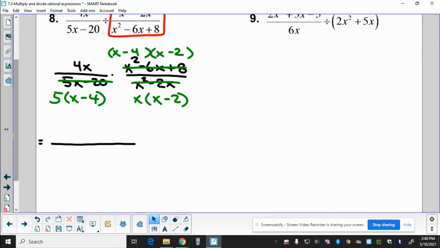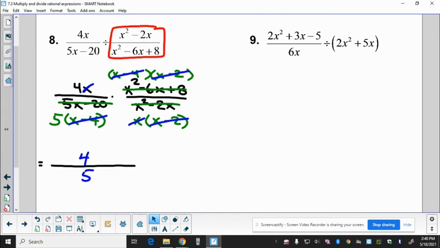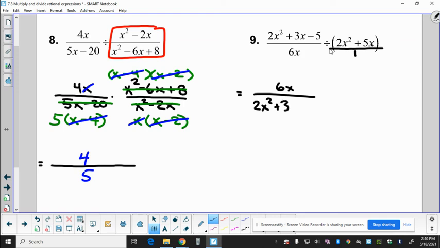Do we see anything that cancels? Well, we've got x minus 4, this x minus 2, and this x. Looks like we have 4 over 5, 4/5. There you go. There's your answer. How about we take a look at number 9? Number 9, I'd write that over 1. So this will be 6x over 2x squared plus 3x minus 5 times the reciprocal of this.